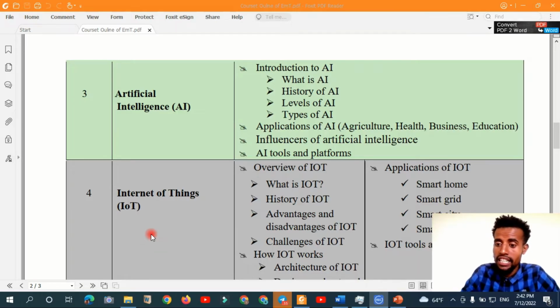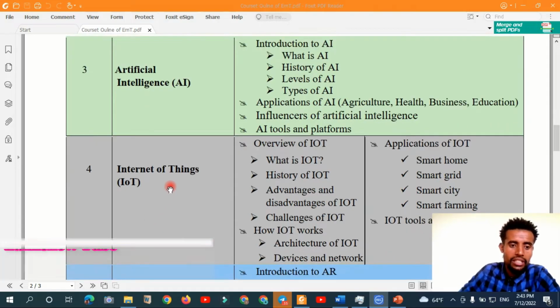For example, big data can be one of the influencers of artificial intelligence. Cloud computing is also another influencer of artificial intelligence. We have also so many influencers for artificial intelligence. We'll see each and every influencer of artificial intelligence. Next to that, we'll see different tools and platforms for artificial intelligence.